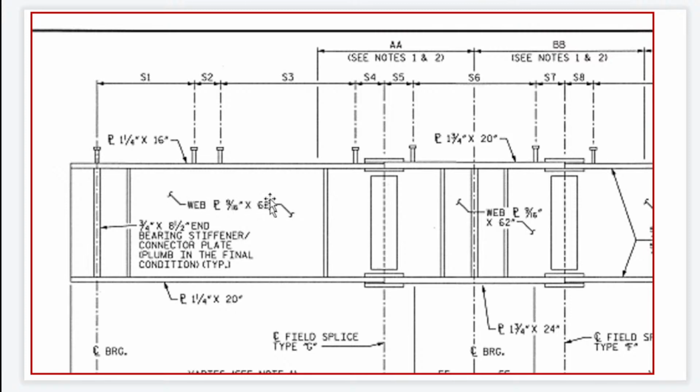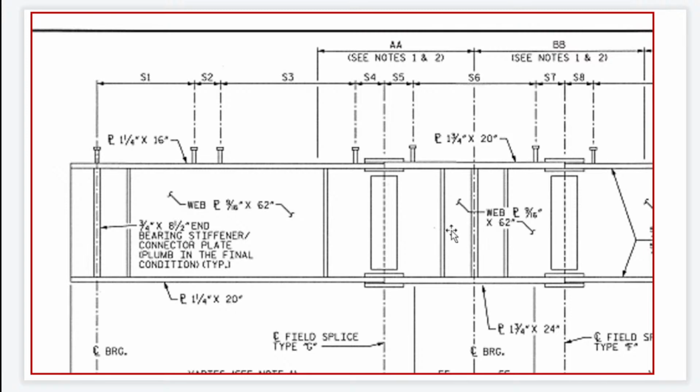What about this? This is the flange plate. This is the web plate. So what is the web plate? We have the dimension 3/8 inches by 62 inches. So that is for the web.